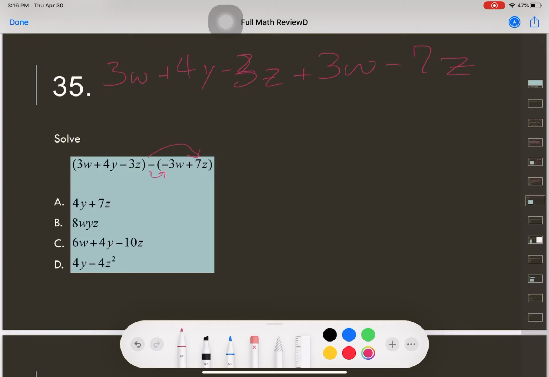With that, now we're going to combine the things that are alike. So the 3z minus 7z is negative 10z. The y stays by itself, so that's 4y. And then the 3w and the 3w makes 6w. So 6w plus 4y minus 10z is C.